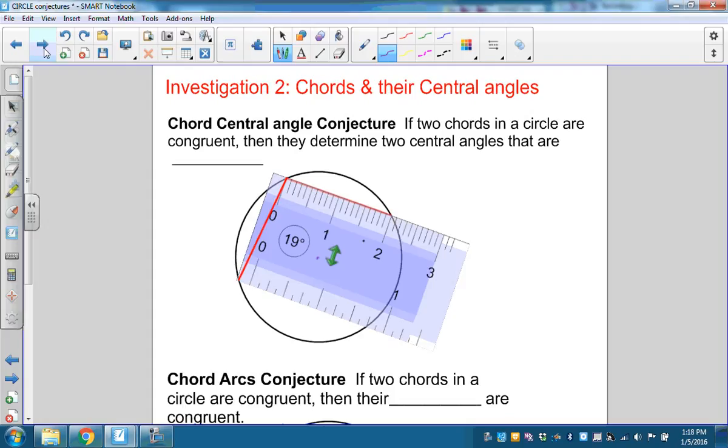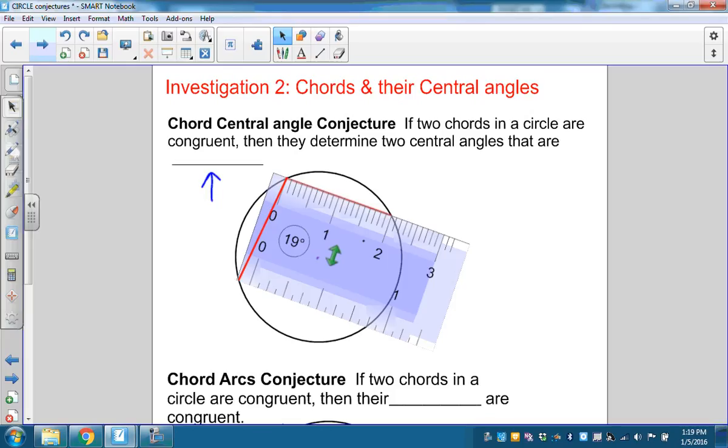Okay, so the new stuff. In investigation 2, in section 6.2, there's a variety of investigations, and they're really quick, so I thought we could just summarize them at home, and then you could come to class and work. Looking at the investigations, this first one just says if two chords of a circle are congruent, then they determine two central angles that are, and then you just have to fill in the blank.